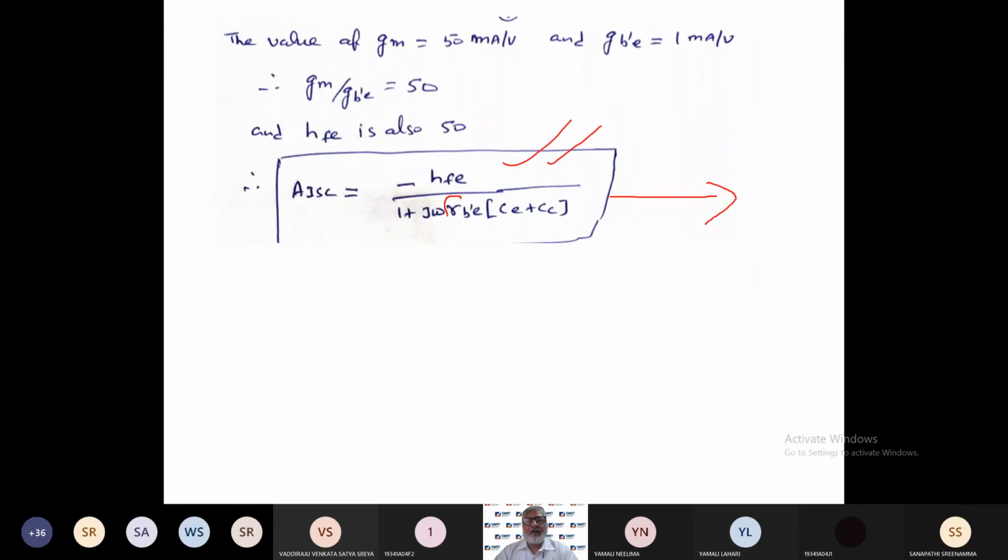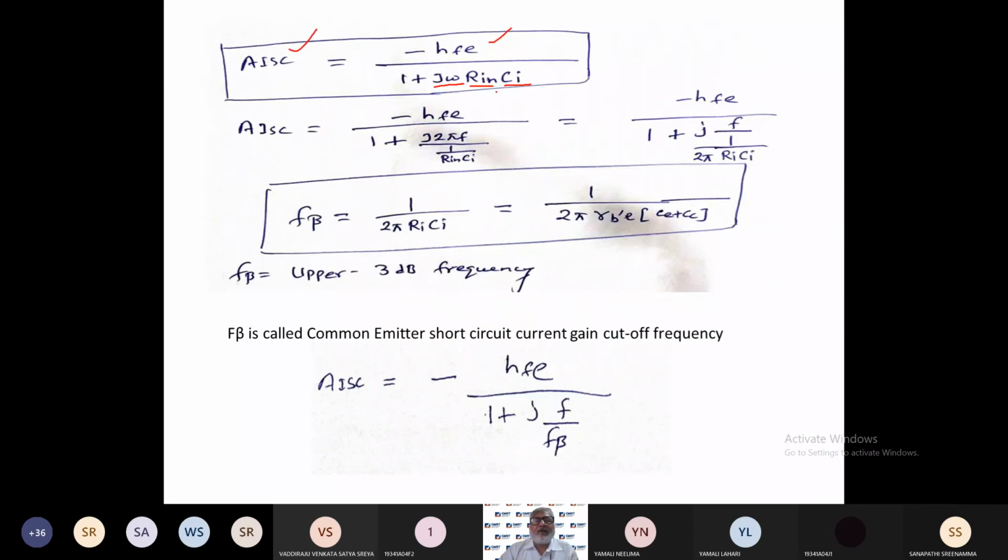So what is R in? If you recall, R in was r b'e in parallel with r b'c, and since the value of r b'e was very small, we neglected r b'c. So this R in you can write as r b'e, and this Ce plus Cc we can write as C input, Ci. The same expression I have written here.